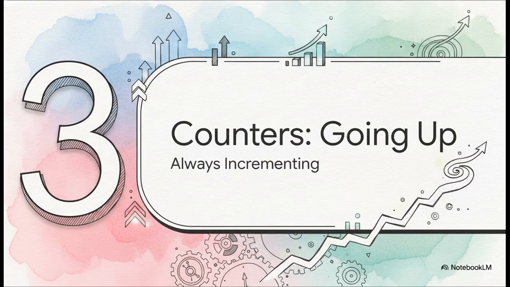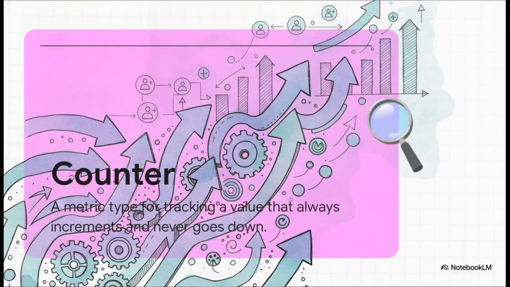Section 3. Counters. Let's start with the simplest, most common type out there, the counter. The absolute key phrase to lock in here is only going up. By definition, a counter is a metric type for tracking a value that is always incrementing. It can never, ever go down. To really road test this in your head, just ask yourself, can a total login count ever go down? No, never. If a user logs in, that event happened. Even if they immediately log out or totally delete their account a week later, the total count of logins over that period still goes up by 1. Tomorrow it might be 2, the next day 5.